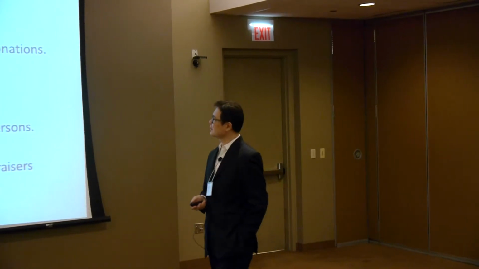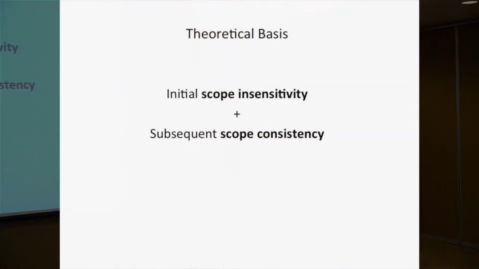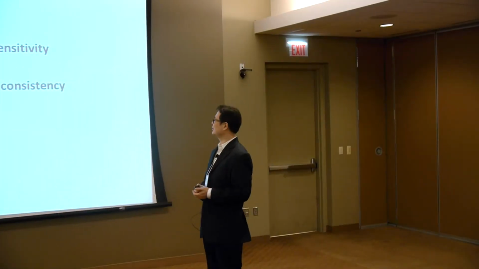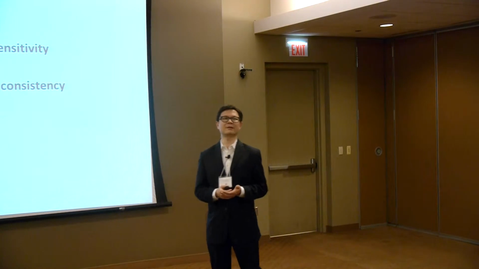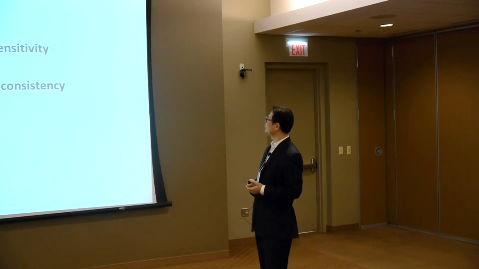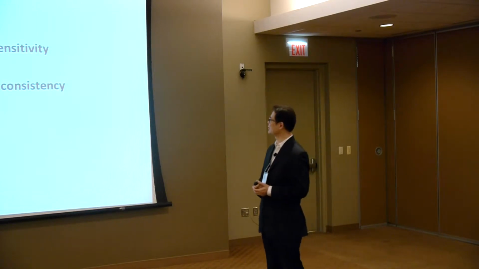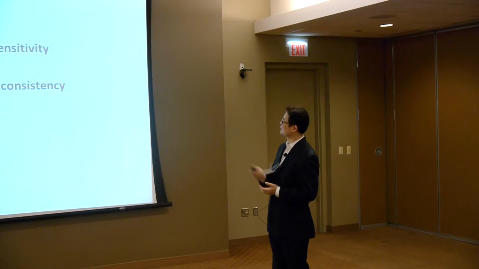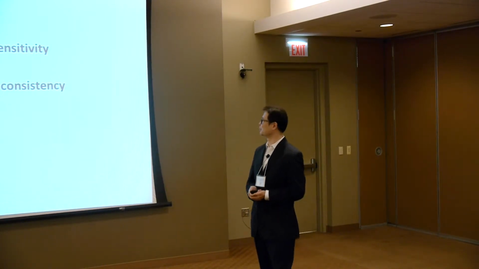Okay, so this method actually is extremely simple. The theoretical basis of this method is a combination of two things. One is initial scope insensitivity, and the other is subsequent scope consistency. I'm not going to elaborate on these because the purpose of this talk is more applied. But both of these are very much based on well-established psychological research.